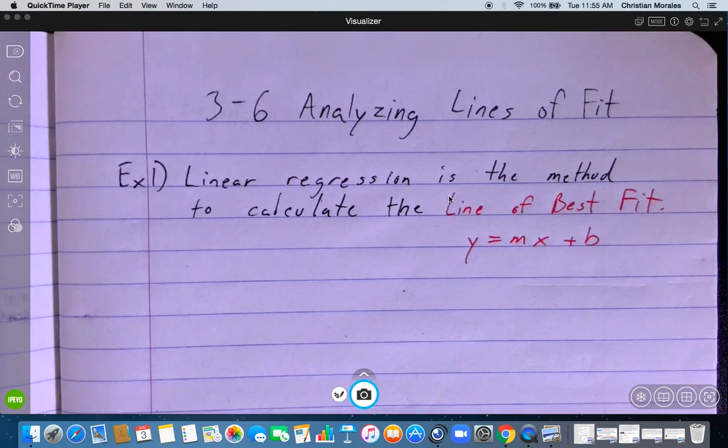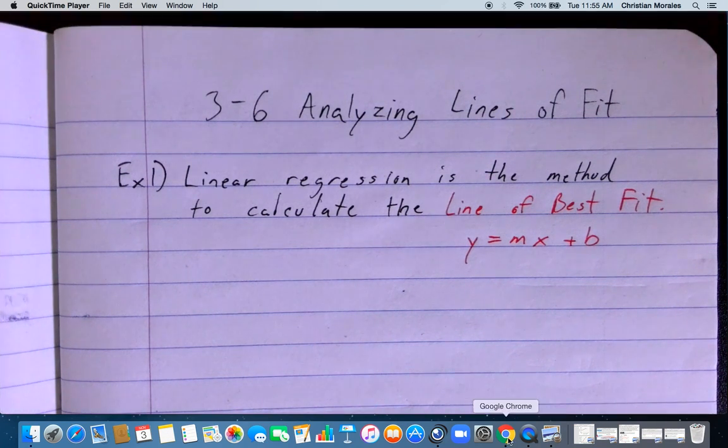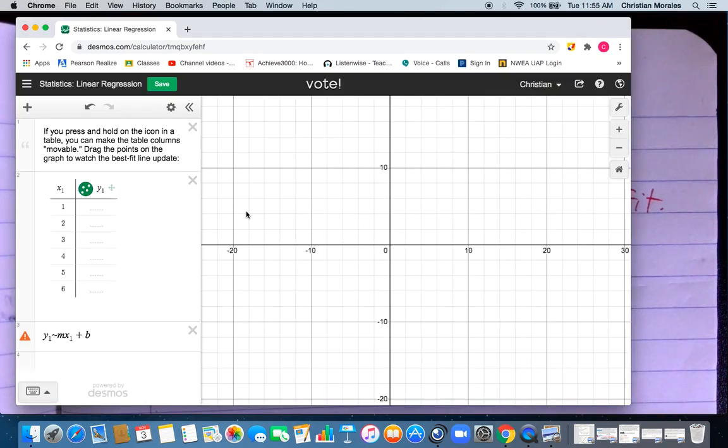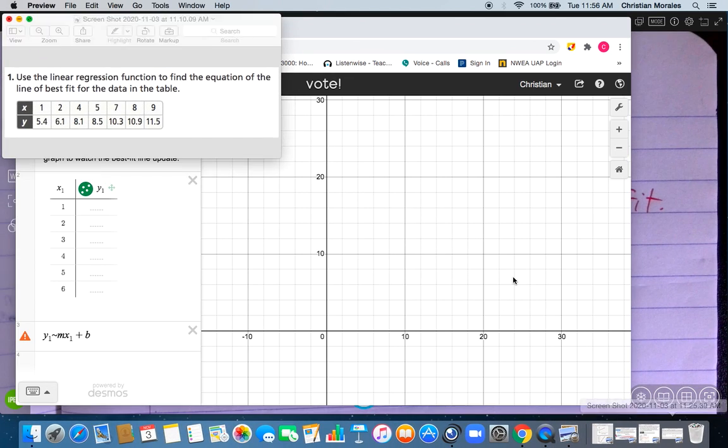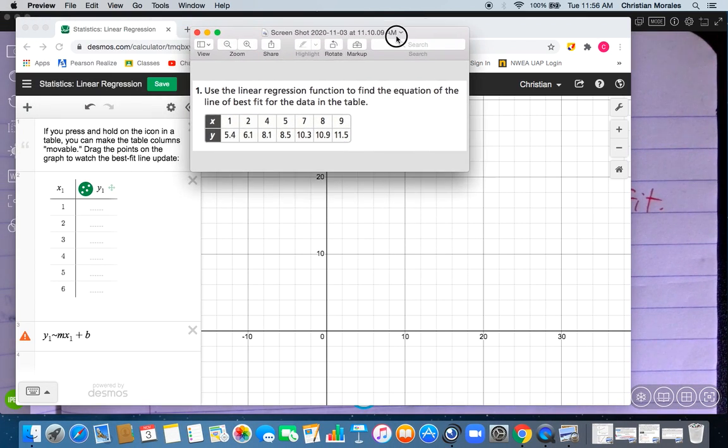Now to do that, we're going to use Desmos. I have to thank Mr. Nunez for giving me the link to it. Desmos has a way of doing that, and the way you do it is by completing the table, and the table will be graphed here at the same time. And also, it'll give you the line of fit down here, or the line of best fit. So that's what we're going to be doing, okay? So let's look at example number one. This is example number one.